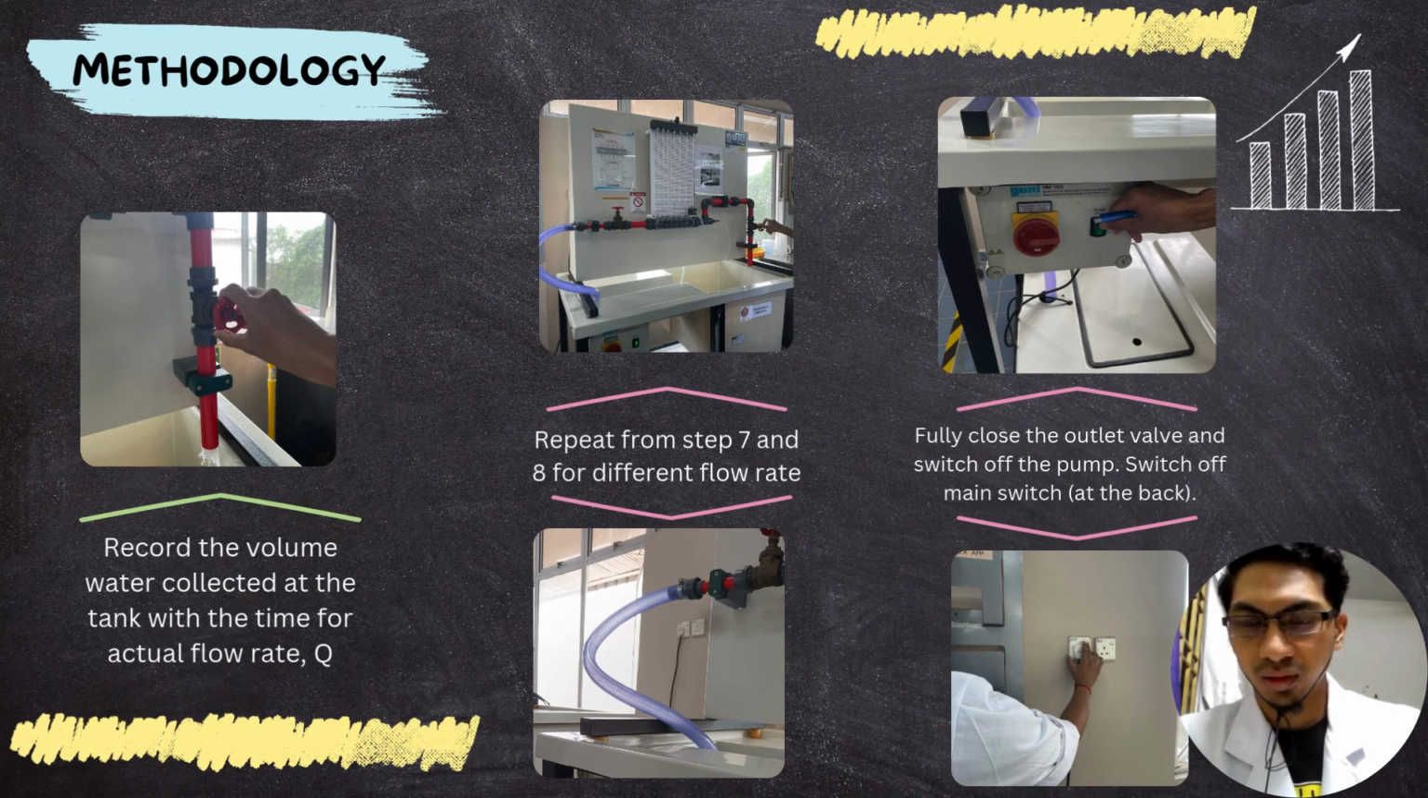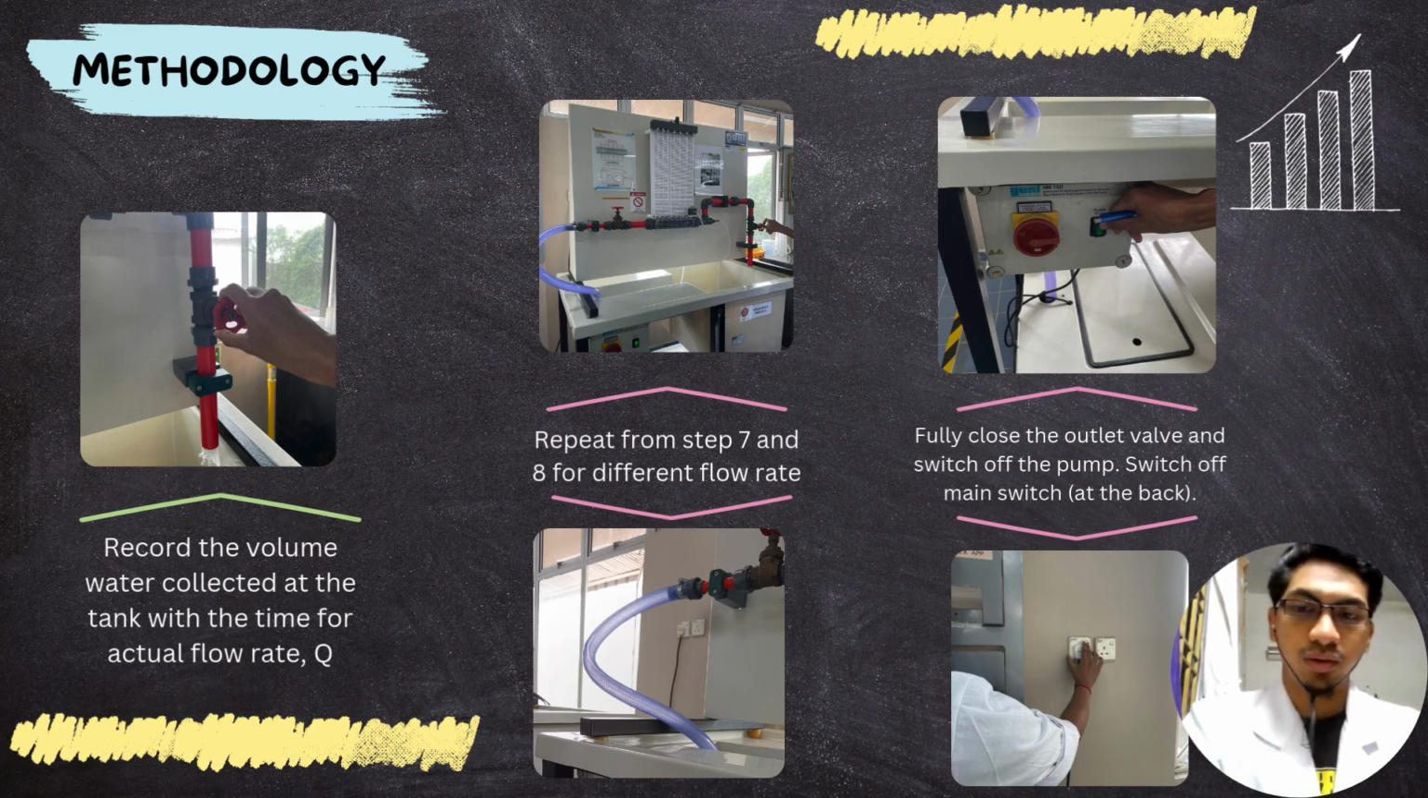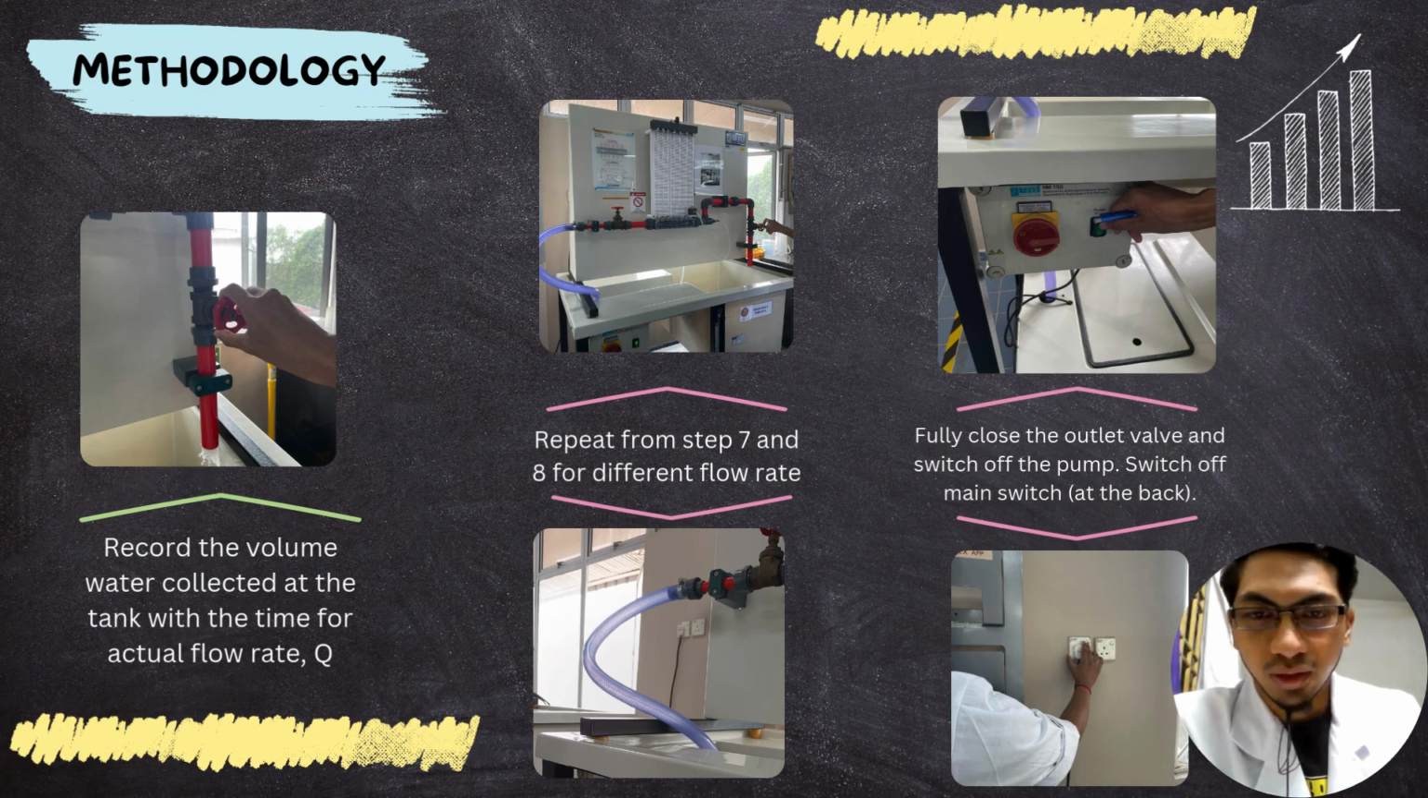So here we collect 1 liter of water, and after that we must record the time it takes for 1 liter of water to be collected. After that, repeat step 7 and 8 for a different flow rate Q, different flow rate of the outlet valve.